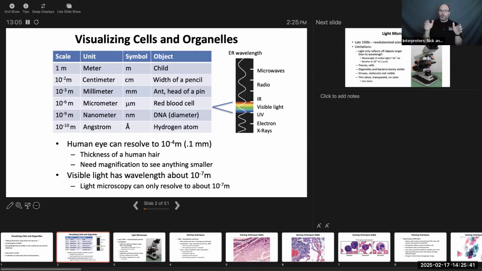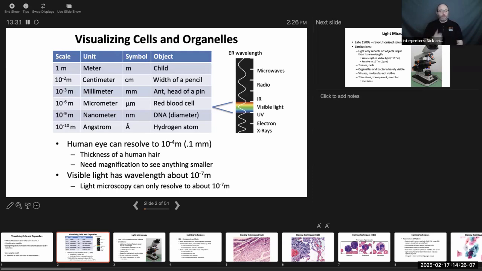Therefore, it is theoretically impossible to see anything that's smaller than the wavelength of visible light. So you can't see anything smaller than 10 to the minus 7 meters, even with all kinds of magnification. Literally the light won't bounce off of it, so it can't be seen. Yes, question. Does that mean it just stops? It just passes right by it. Yep. And doesn't reflect off of it at all.